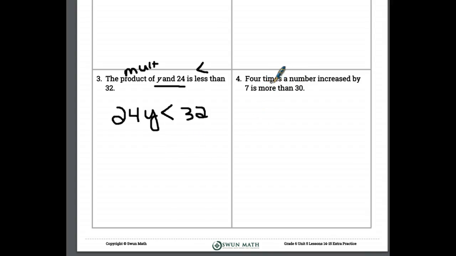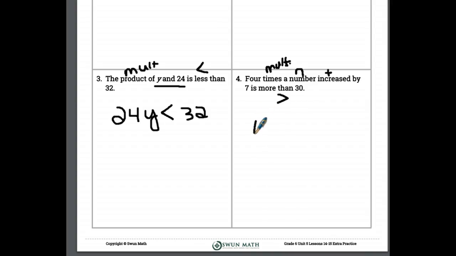And 4 times a number, I'm going to put that number as n, increased by 7. I'm going to be adding, and I'm going to put over here multiply, because if it's 4 times the number, I'm going to multiply my variable by 4. And increased by 7 is more than 30. So that's how you should have coded number 4.